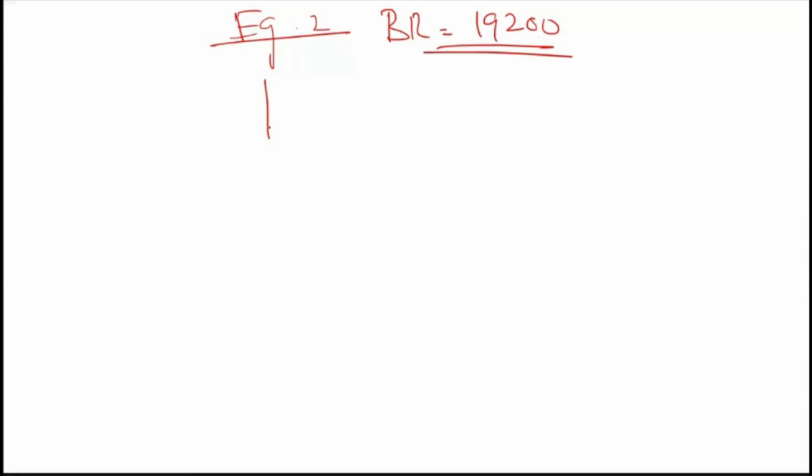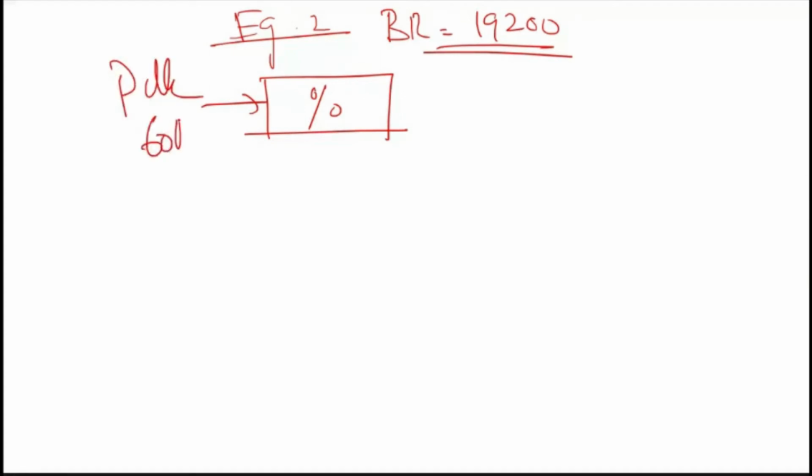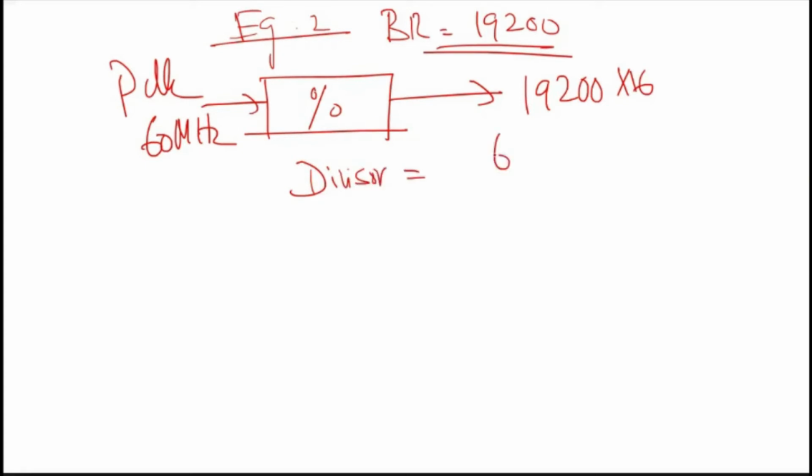Example 2. I require a baud rate of 19,200, let us say. So what is our scheme? I take my peripheral clock, which is a 60 MHz clock, and I divide this by a suitable factor so that I end up getting 19,200 into 16. So what is the divisor value? 60 MHz divided by 19,200 into 16. What is the value?